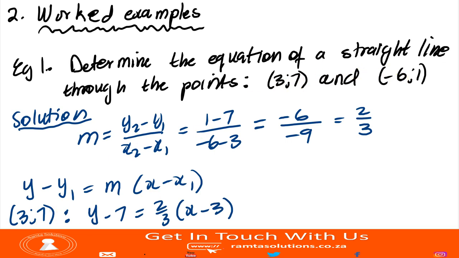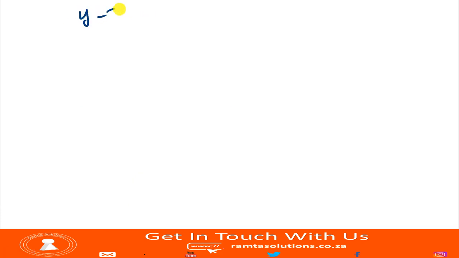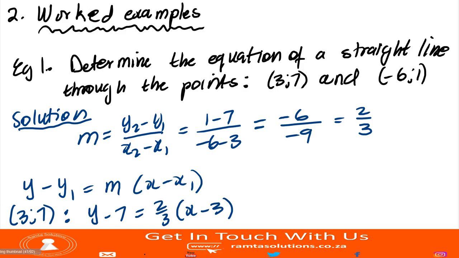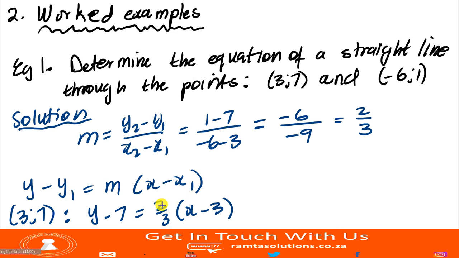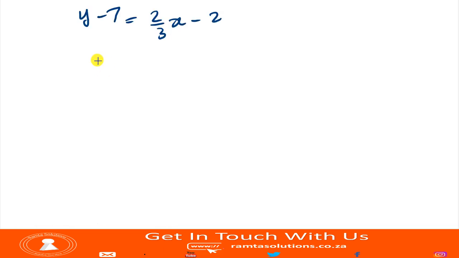Now, proceeding, this becomes y minus 7 equals 2 over 3x minus 2, I believe. Let me confirm. -2 over 3 multiplied by -3 will be -2, isn't it? It will be -2. So now proceeding, y equals 2 over 3x plus 5. This is our equation. Okay, this is our equation.